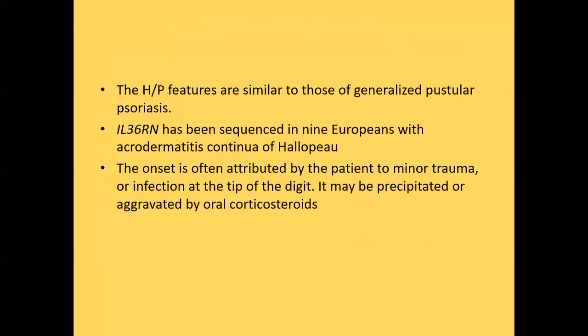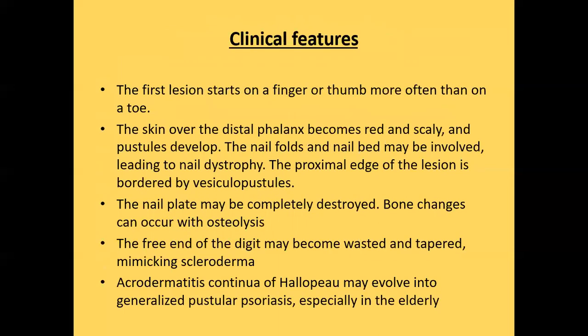Histopathological features are similar to those of pustular psoriasis. Onset is attributed to minor trauma and infection of the tip of the digits and precipitated or aggravated by oral corticosteroids. First lesions start on a finger or thumb more often than on toes. Skin of the distal phalanx becomes red and scaly and pustules develop. Nail folds and nail bed are involved, leading to nail dystrophy.